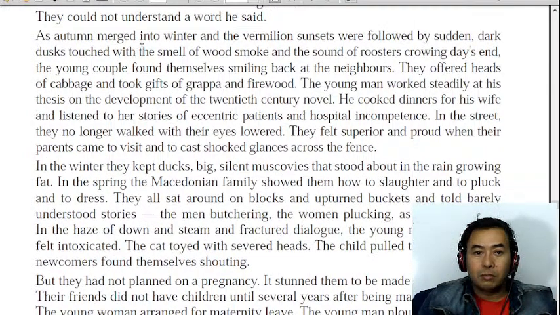As autumn merged into winter and the vermilion sunsets were followed by sudden dark dusk touched with the smell of wood smoke and the sound of roosters crowing.